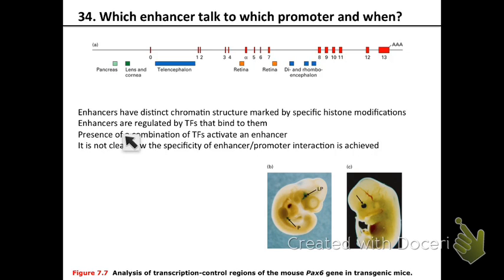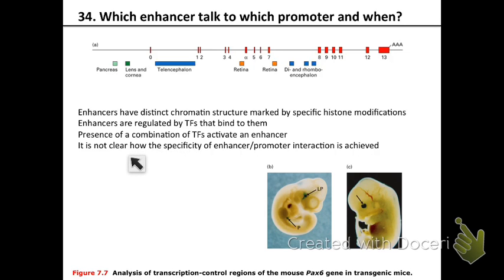So the enhancers' activity is regulated by transcription factors that bind to them, right? If an enhancer is active, it can have transcription factors binding to it, and if these transcription factors happen to be activators, they're going to activate the transcription of that gene, or they're going to repress it if they're repressors. And the presence of different transcription factors in the enhancer is going to determine how much transcription of the gene is going to happen, right?